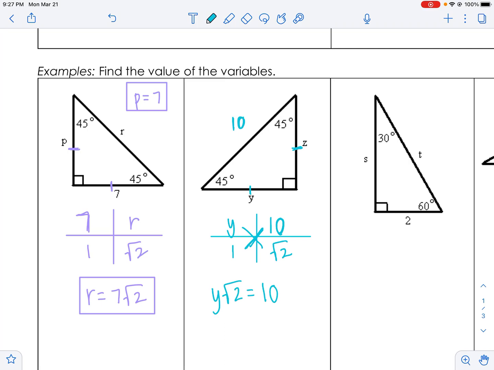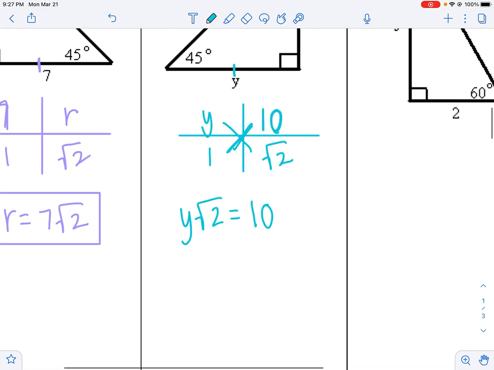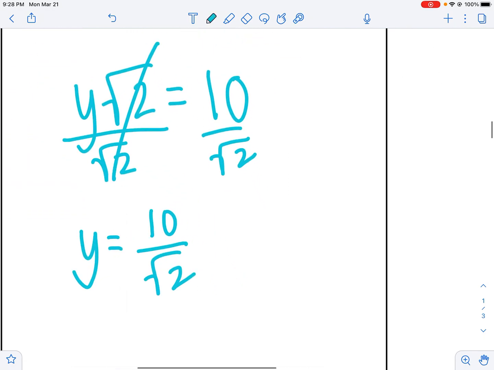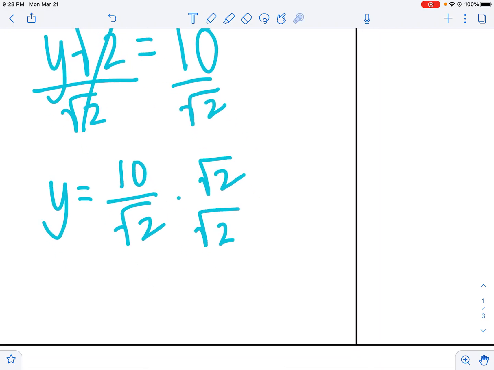But remember that my goal is to get y. I don't want y root 2. I just want y, which means that I'm going to need to divide by root 2 on both sides. So I'm going to go ahead and divide by root 2 on both sides, and that would cancel out, and then it leaves me with y equals 10 over root 2. Now, if you remember from previous videos, you're not allowed to have a radical in the denominator. Remember, we said if it's in simplified radical form, you can't have a radical in the denominator. But the easiest way to get rid of it is we're just going to go ahead and multiply by root 2 on the bottom and root 2 on the top, and it's going to be all good.